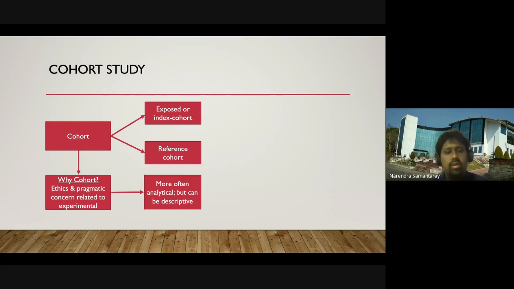But mostly when you do a cohort study, it is analytical. We compare with certain individuals. We compare the exposed group with the reference group. Reference are those where obviously the exposure was not there.